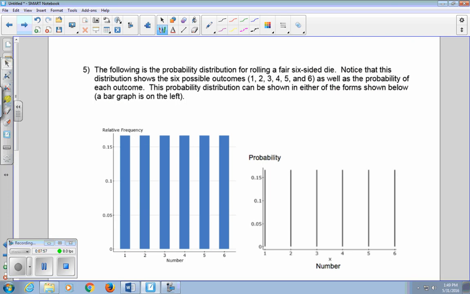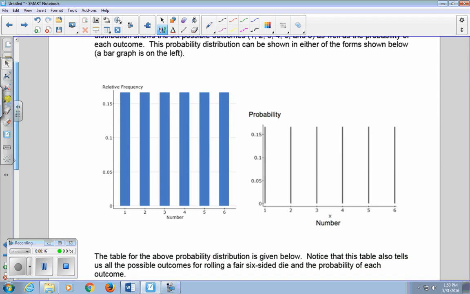The following is the probability distribution for rolling a fair six-sided die. Notice that this distribution shows the 6 possible outcomes, which are 1, 2, 3, 4, 5, and 6, as well as the probability of each outcome. This probability distribution can be shown in either form again.